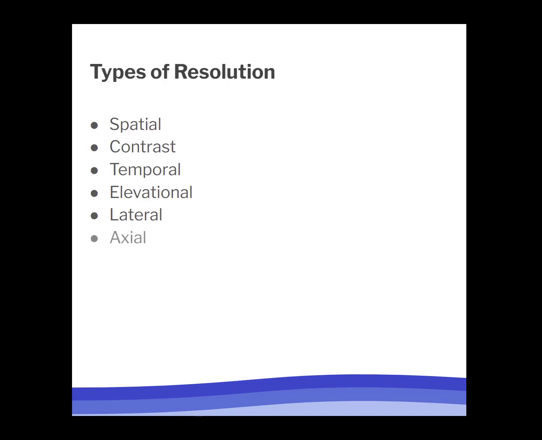And lastly, we have axial resolution, which determines how accurately a system can display two reflectors that are parallel to the sound beam. Axial resolution has a lot of synonyms that it can go by, and you may see these during your testing, and they are going to include longitudinal resolution, radial resolution, range resolution, and depth resolution. These are all synonyms for axial resolution.